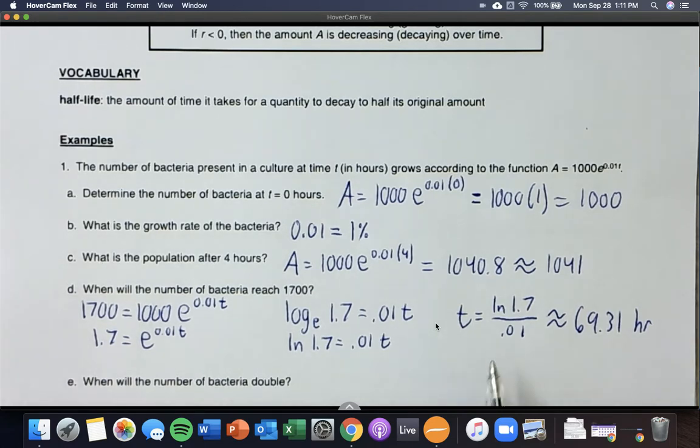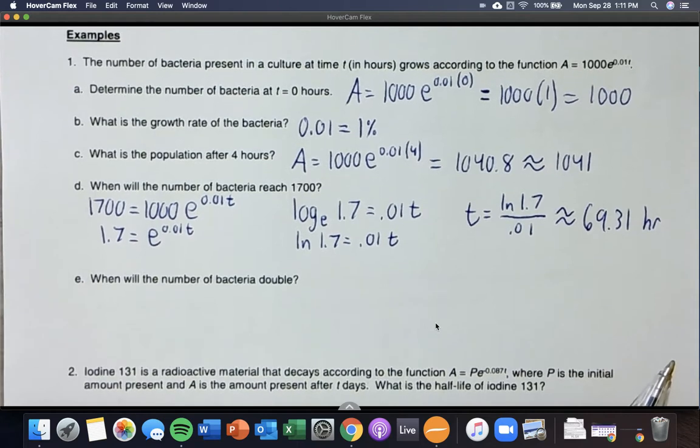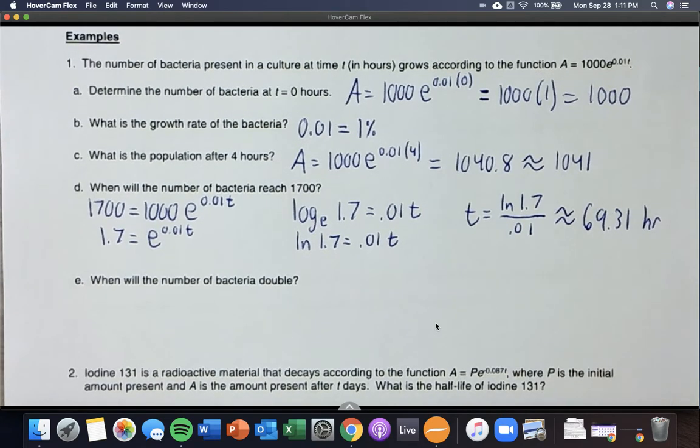So that would be how we would solve for the time in a problem like this, right? Now, letter E is asking, when will the number of bacteria double? To know when it's going to double, we have to know how much it's starting with, and it gives us that in this original equation. It's starting with 1,000. That's the current population, the original population, 1,000.